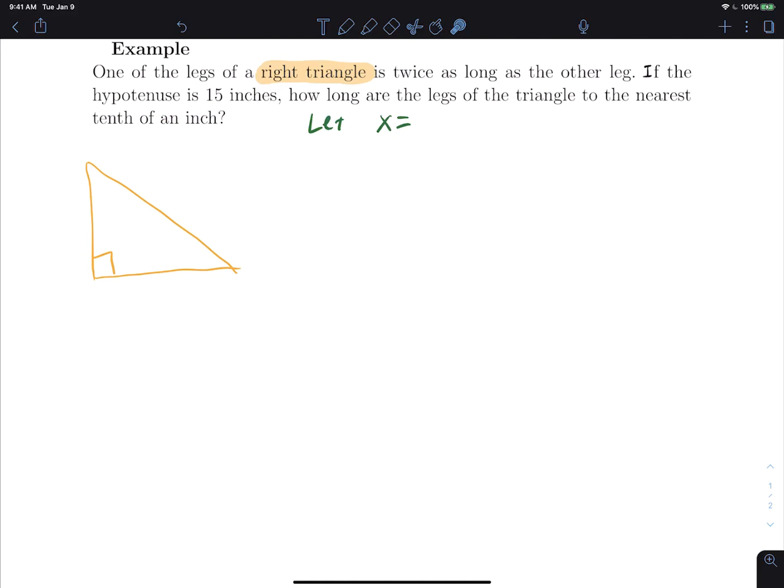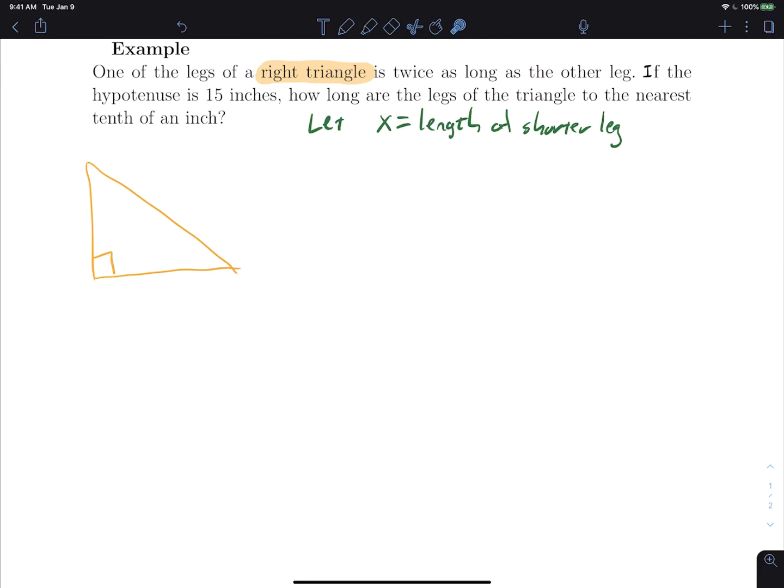We only want one. We can define our variable as either the length of the shorter leg or the length of the longer leg. Ask yourself which one would be easier. If you said the shorter leg, then you're correct. So let's let x equal the length of the shorter leg.